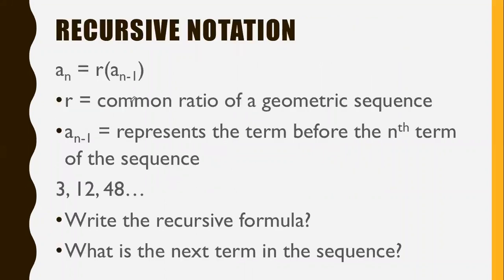So R stands for the common ratio. A_(n-1) represents the term before. So look at this sequence right here: 3, 12, 48. Everyone in your head, go ahead and figure out what that ratio is. Don't say it out loud. Sophia, what is it multiplying by? 4.